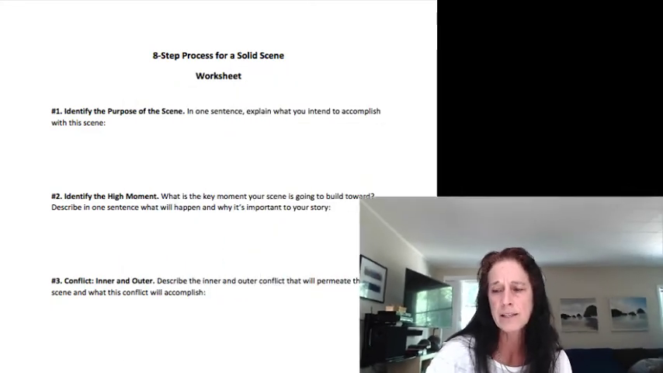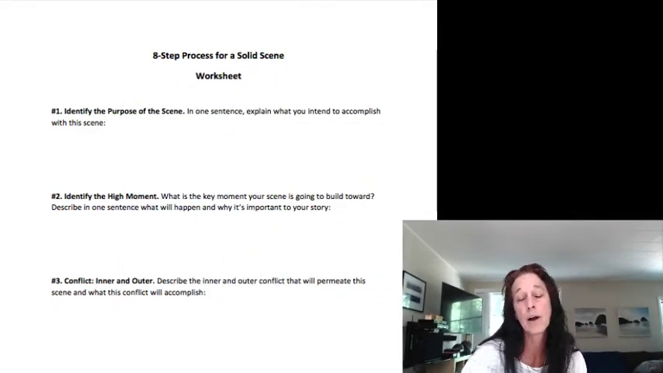So we're going to start by taking a look at one of my worksheets. And I'm going to pull it up on the camera for you so that you can take a look at it as I talk about it. But let's go through some of this. It's called 8-Step Process for a Solid Scene, or 8 Steps to a Perfect Scene. So the first item, when you're trying to come up with a scene, of course you can use this also when you're checking your scenes that you've already written, is to identify the purpose of your scene.